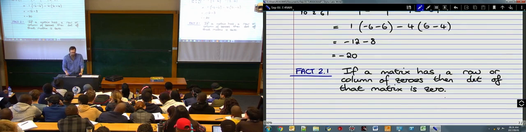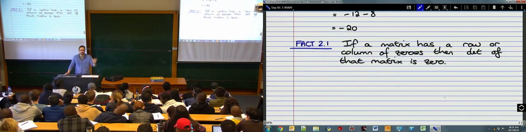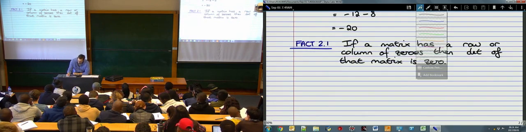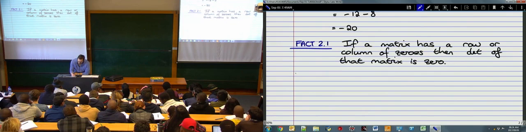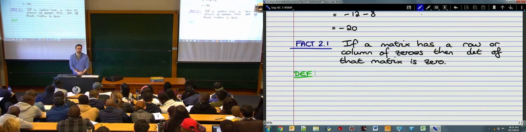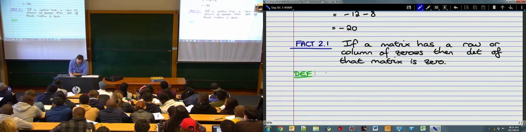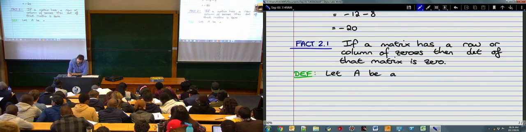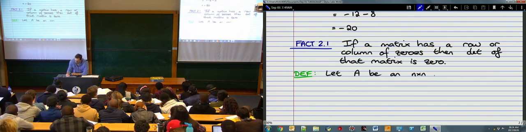Okay. So that was our first fact. If you have a row or column of zeros, your determinant is very easy to calculate. There are other determinants that are easy to calculate. Before we get to them, we just need to define some new types of matrix. So let A be an n by n matrix.